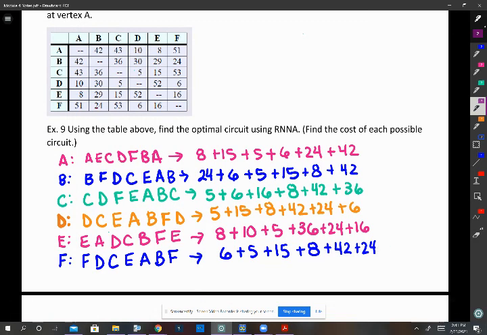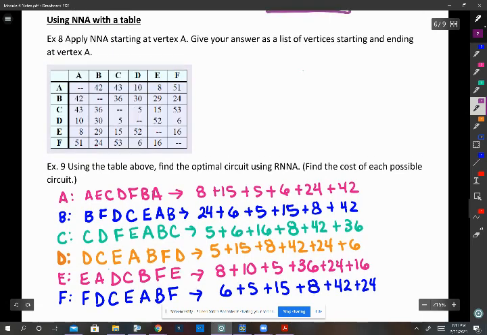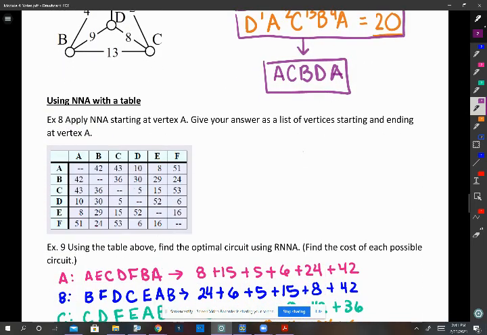But again, as we look at this, the nearest neighbor, if I'm looking at doing it from a table, so example 8 has you do this from the table. So it says using nearest neighbor, starting at vertex A. So I'm starting at vertex A, and so I can either look down or I can look across because your values are the same. So it doesn't matter. So from A, I want to figure out where am I going to go that's the easiest to get to, with the shortest route, I should say. So as I look down the A column, the shortest value is E.